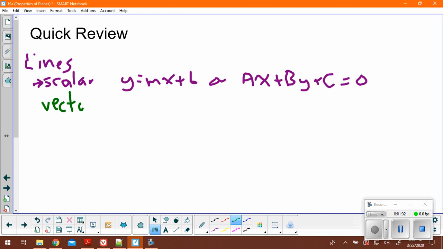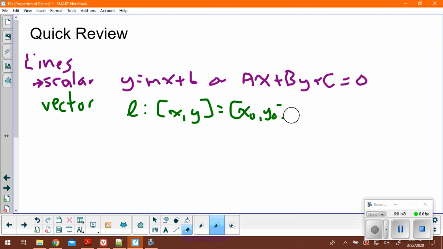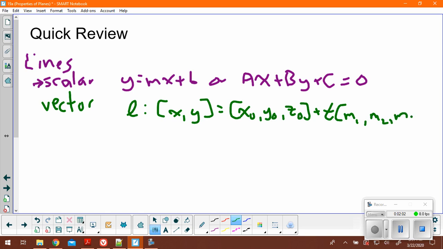So the vector form of the equation of a line looks something like this. Any point or position vector on my line is given by some initial point, x naught, y naught, and actually let's bulk that up to 3D right now. In 3D, this was x naught, y naught, z naught, plus t times m1, m2, m3. The reason we went to vector form is really for that 3D case.